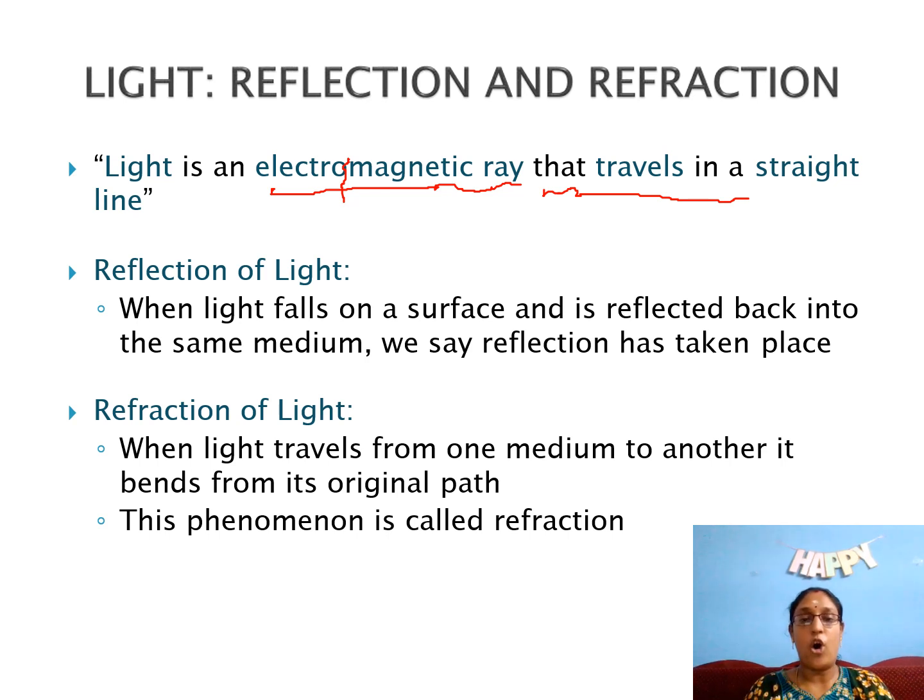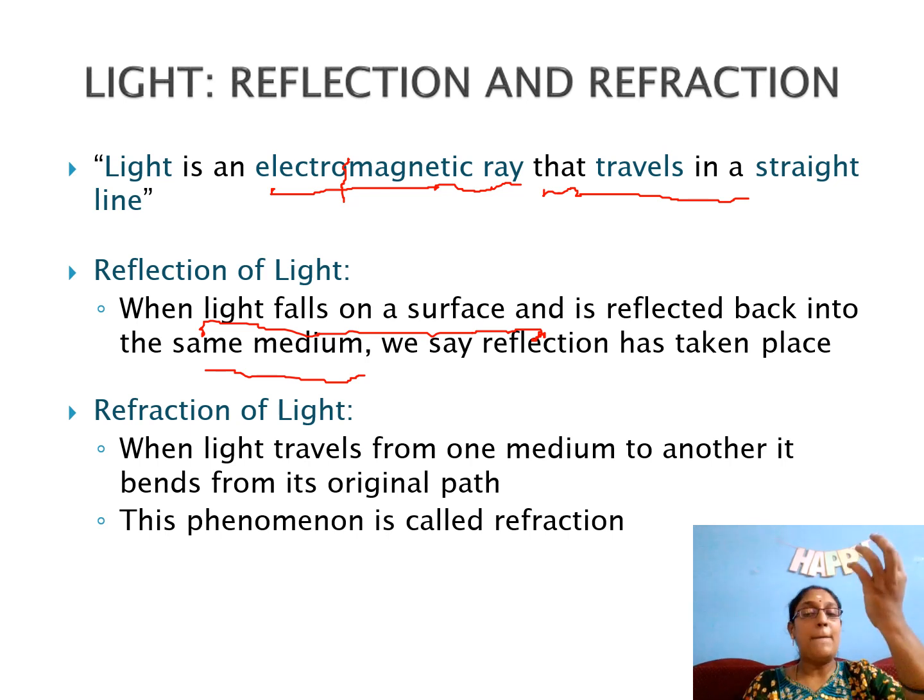So when light falls on the surface and is reflected back into the same medium, what is the same medium actually? Your same medium is air, right? You have air everywhere. Whenever you stand in front of a plain mirror, you see your reflection. That is the reflection taking place. Whenever light falls on the surface, the surface will absorb it and then reflect it back.